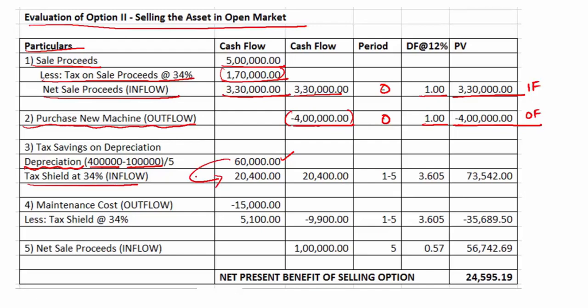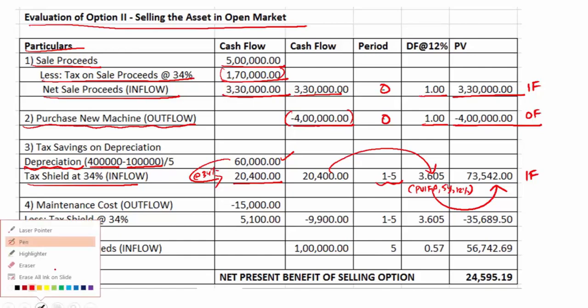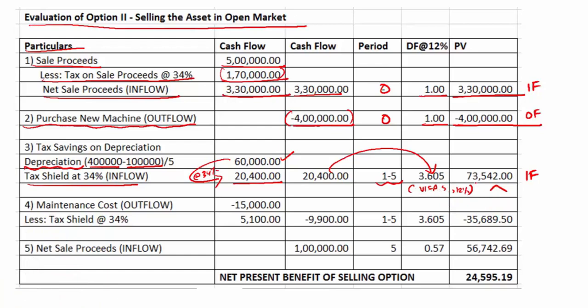So 60,000 at 34% will give you 20,400, and this is an inflow, and this inflow is going to recur for 5 years. So multiply with PVIFA. PVIFA across 5 years at 12% is 3.605. Now multiply these two, and you get 73,542, and this is an inflow arising on account of tax savings on depreciation, right?